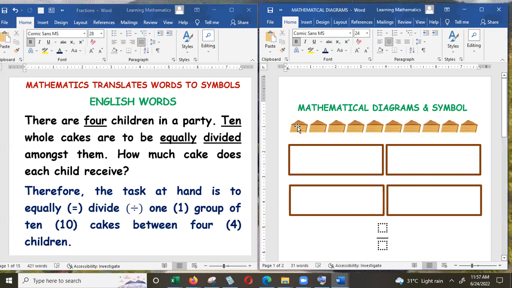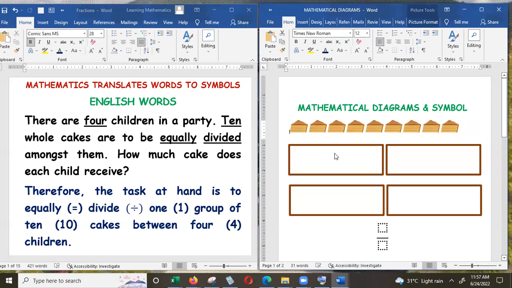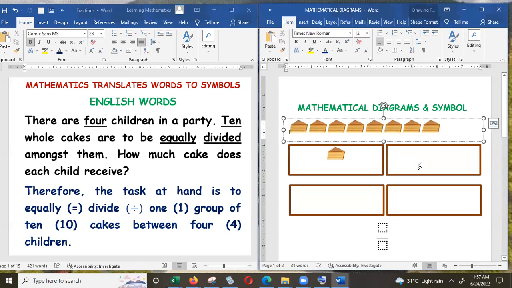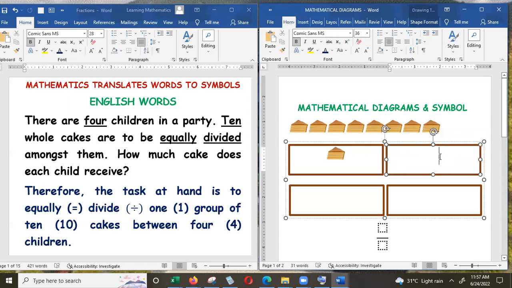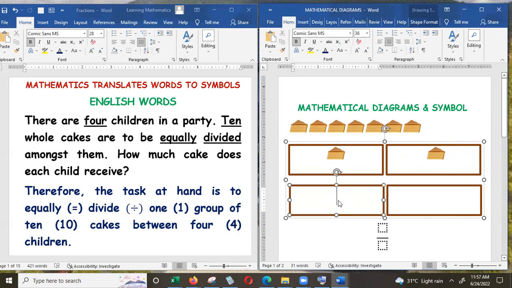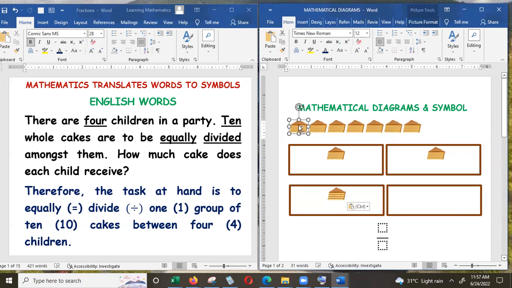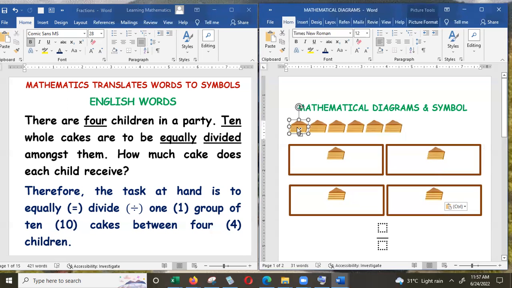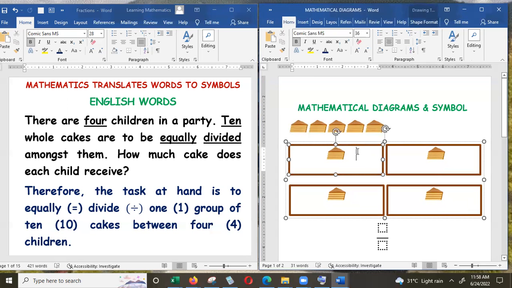Now we're going to share those 10 cakes amongst the 4 children. So the first child can get a cake. We move on to the second child, we give that child a cake. The third child, give that child a cake. The fourth child, we give that child a cake. So each of the 4 children has 1 cake. So there are more cakes remaining. There are 6 more, so we can repeat the process again.